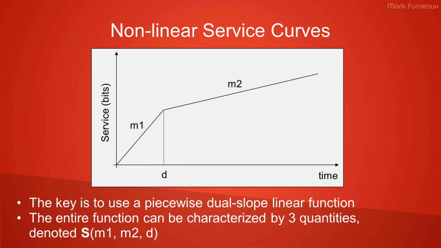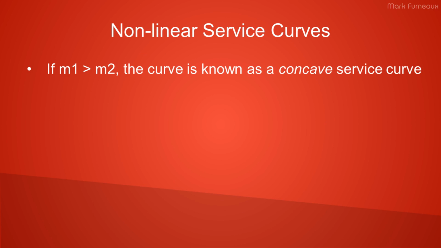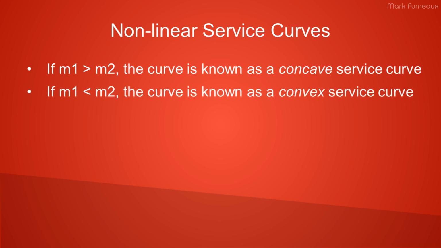So with those three numbers, the two slopes and the time at which they intersect, we can basically just write down or enter in this service curve. We don't need any more equations than that. So if M1 is greater than M2, i.e. the first line is steeper than the second line, the curve is known as a concave service curve. And vice versa, if M1 is less than M2, the curve is known as a convex service curve.